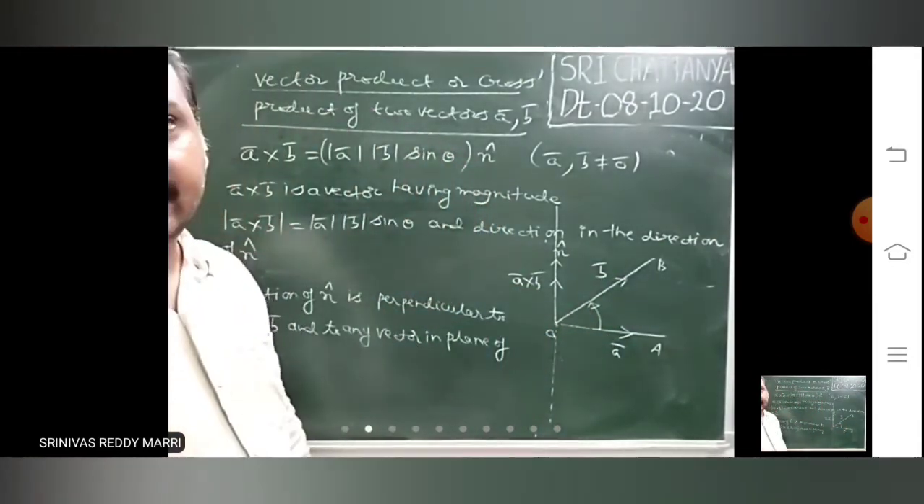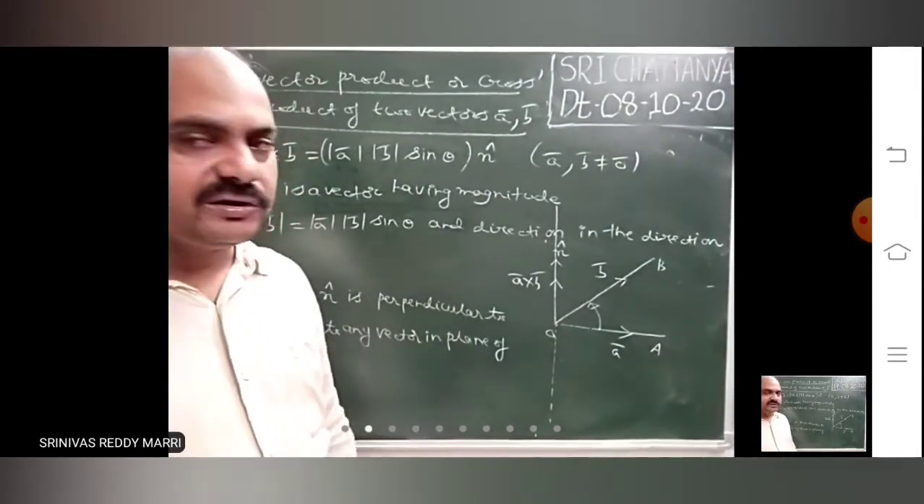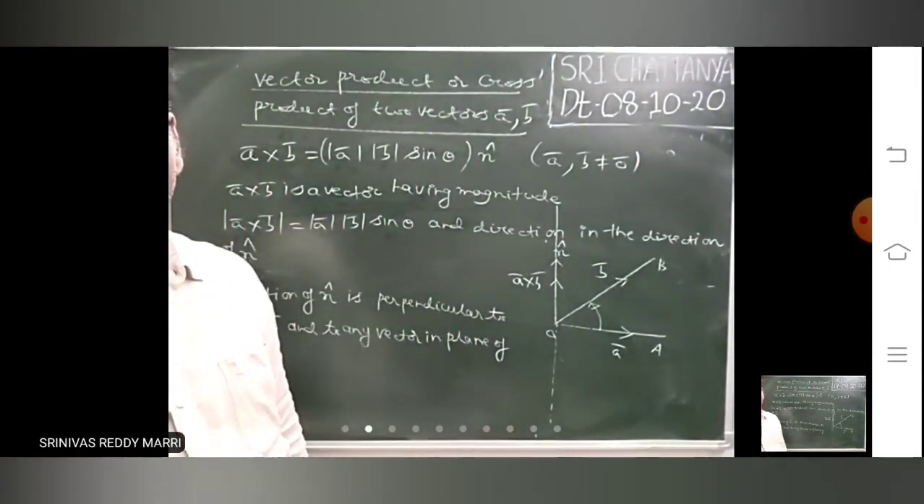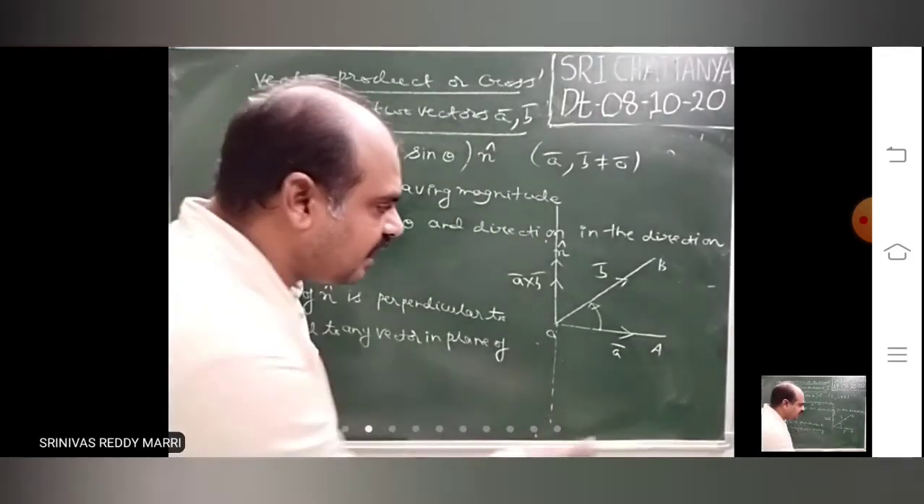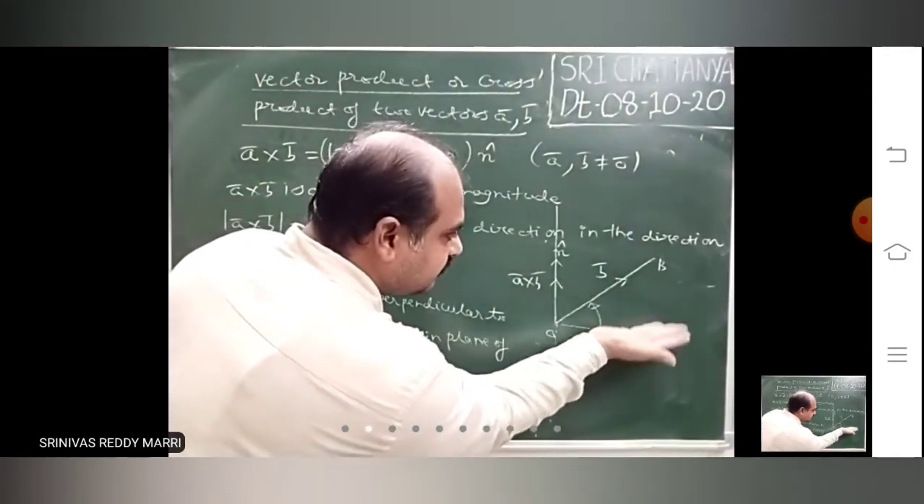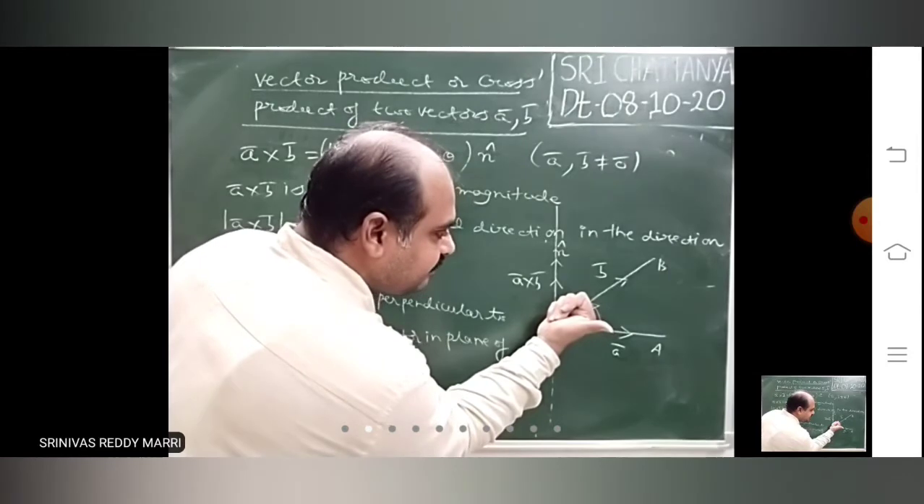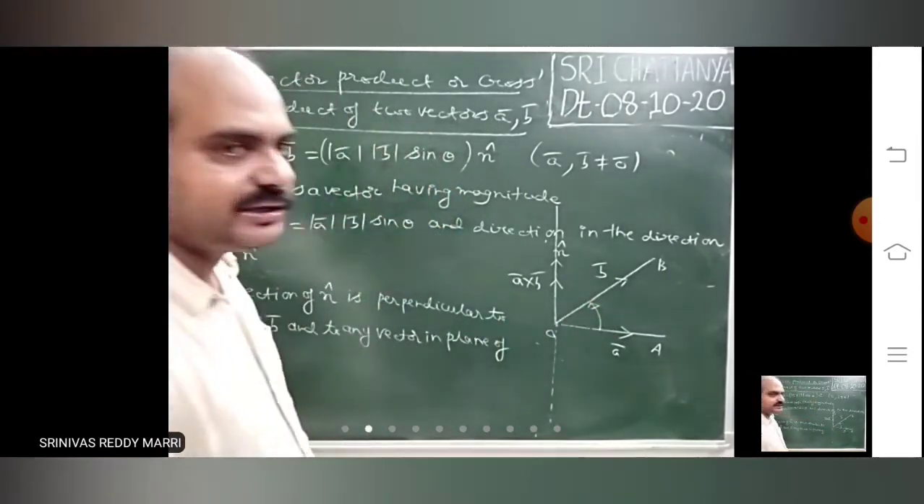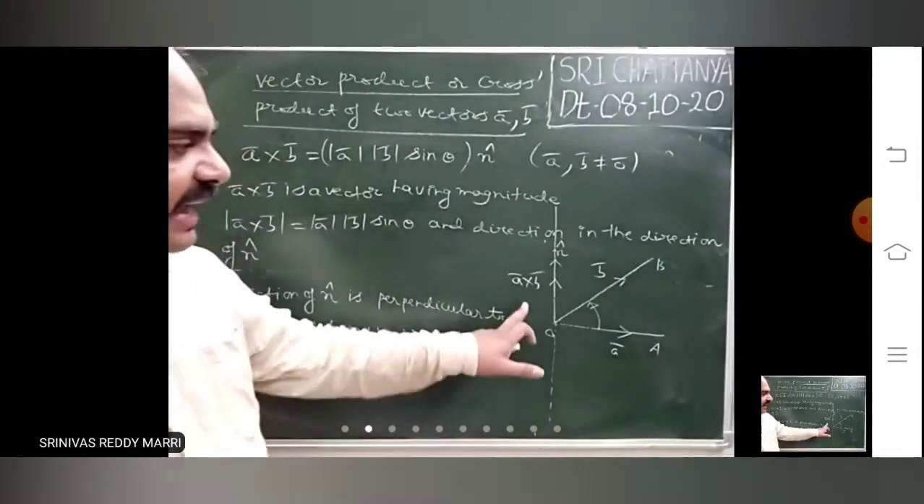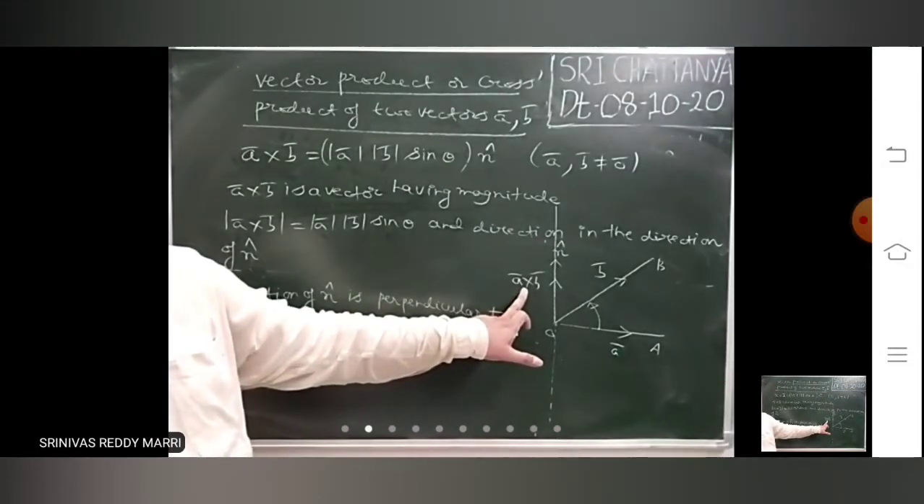This is called right hand thumb rule. In physics, you will call it as right hand thumb rule. You can assume the screw or like this. Rotate your fingers like this. It will come this way. That is called right hand thumb rule. That is the direction of n cap as well as direction of A cross B.